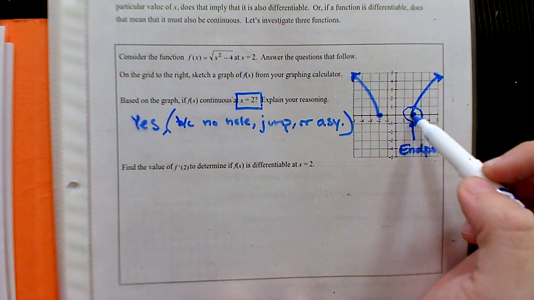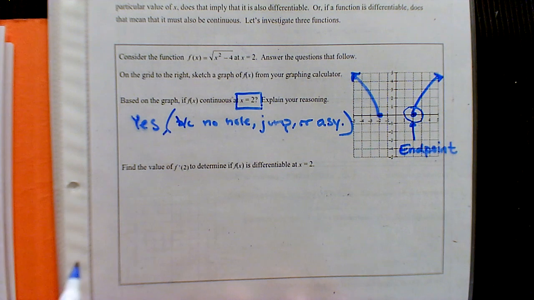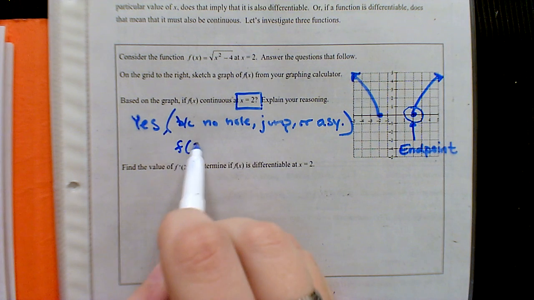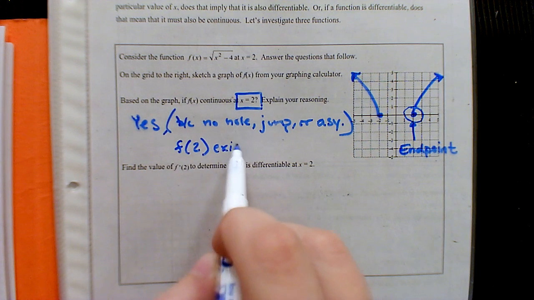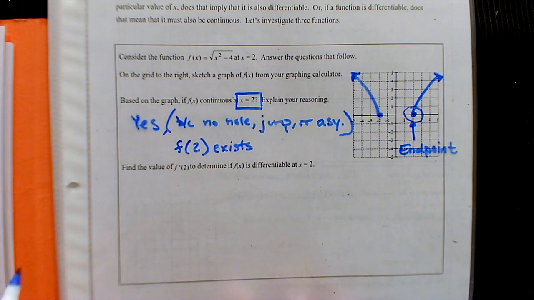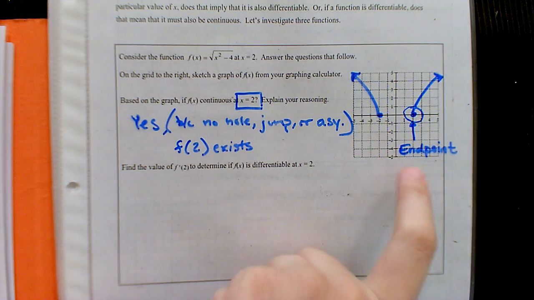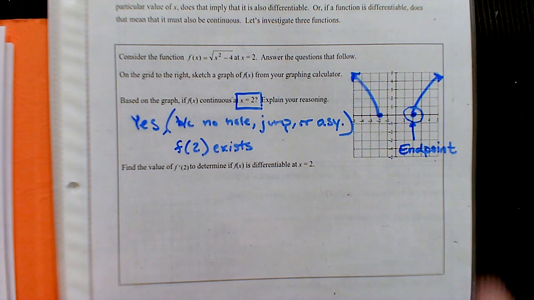So if you were to look at this, okay, that spot of 2, does the point exist? Yes, we have a closed circle. Okay, so we'll say f of 2 exists. Now the tricky part is with the limit, because I know when we did continuity earlier, you had to check the limit from the left and the right to see if it matched up. But since this is an endpoint, you really only have one side to check.